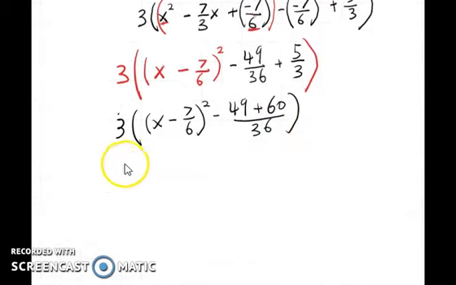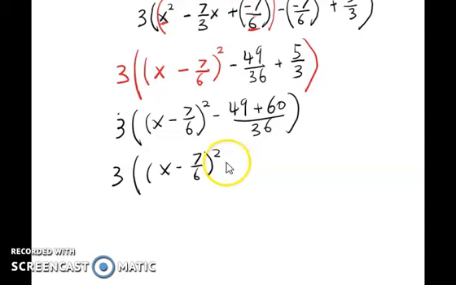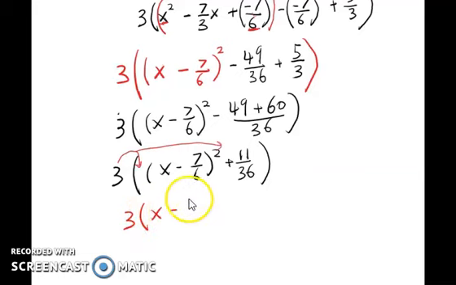Now it becomes x minus 7 over 6, squared. Here we simplify, and we get plus 11 over 36. Close the bracket, and then we multiply the 3 in both sides. So we have our final term here, and the 3 will be divided with 36. When we simplify, we get 11 over 12.